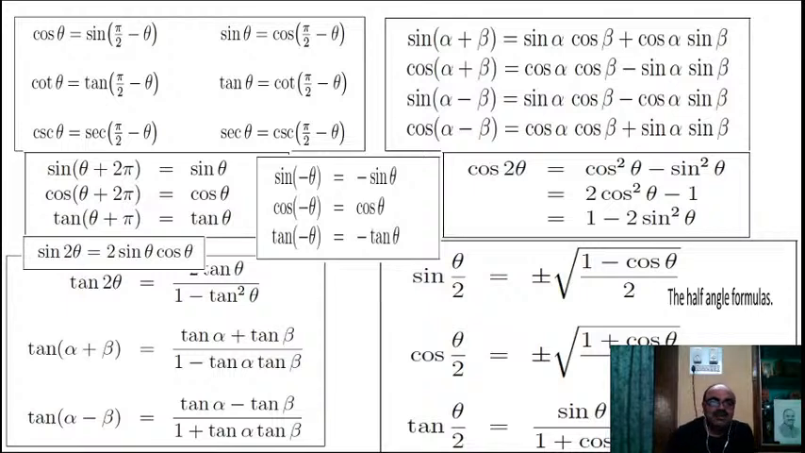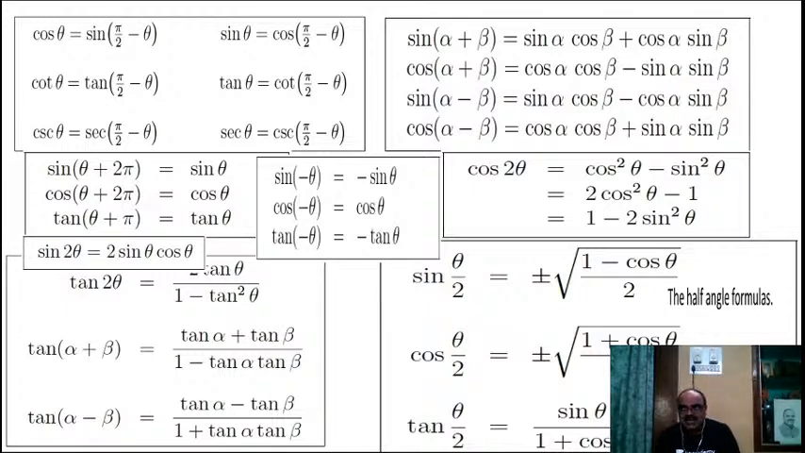So let me start from 1, which is the box at the center. Sine of minus theta will always be minus sine theta. We need to remember this. Sine of minus 35, if I say, it will be minus sine 35 degrees. Sine of minus 45 is minus sine 45. So this is a standard rule to remember.